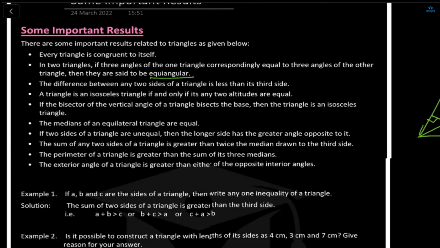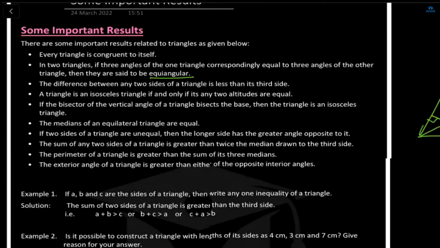If the bisector of the vertical angle of a triangle bisects the base, then the triangle is an isosceles triangle. The medians of an equilateral triangle are equal. I think we have proved this with a question also: all three medians will be equal to one another.